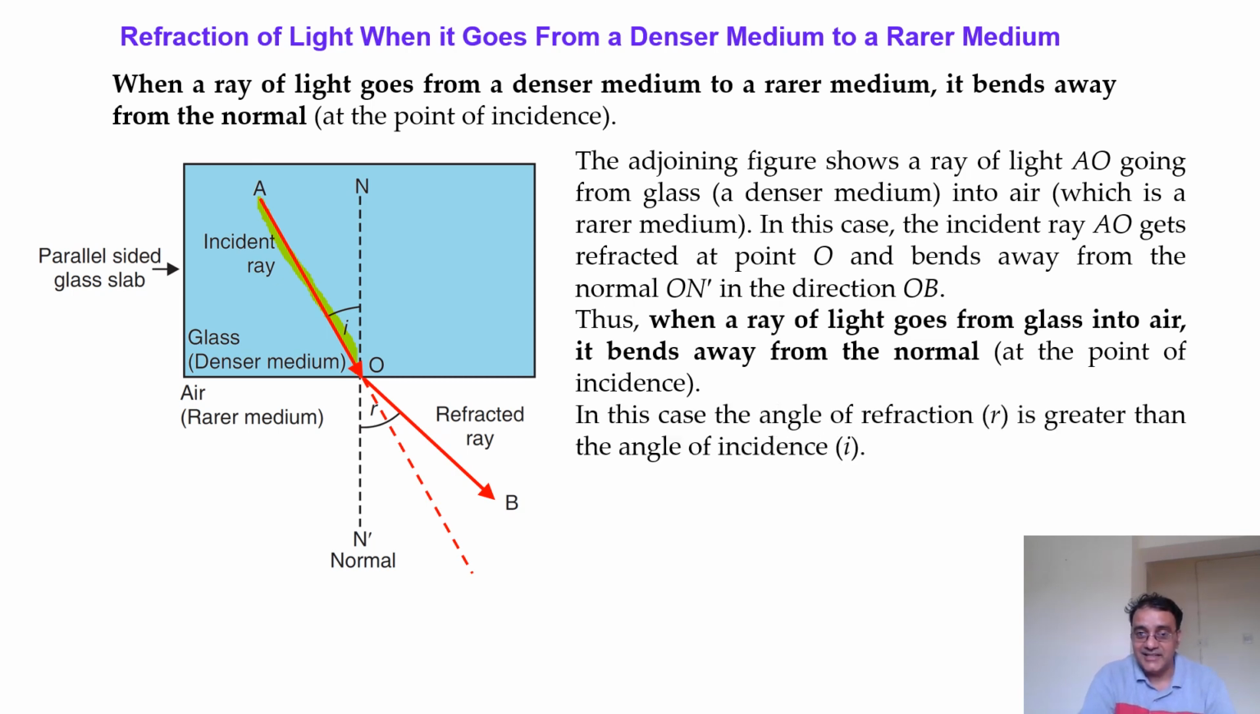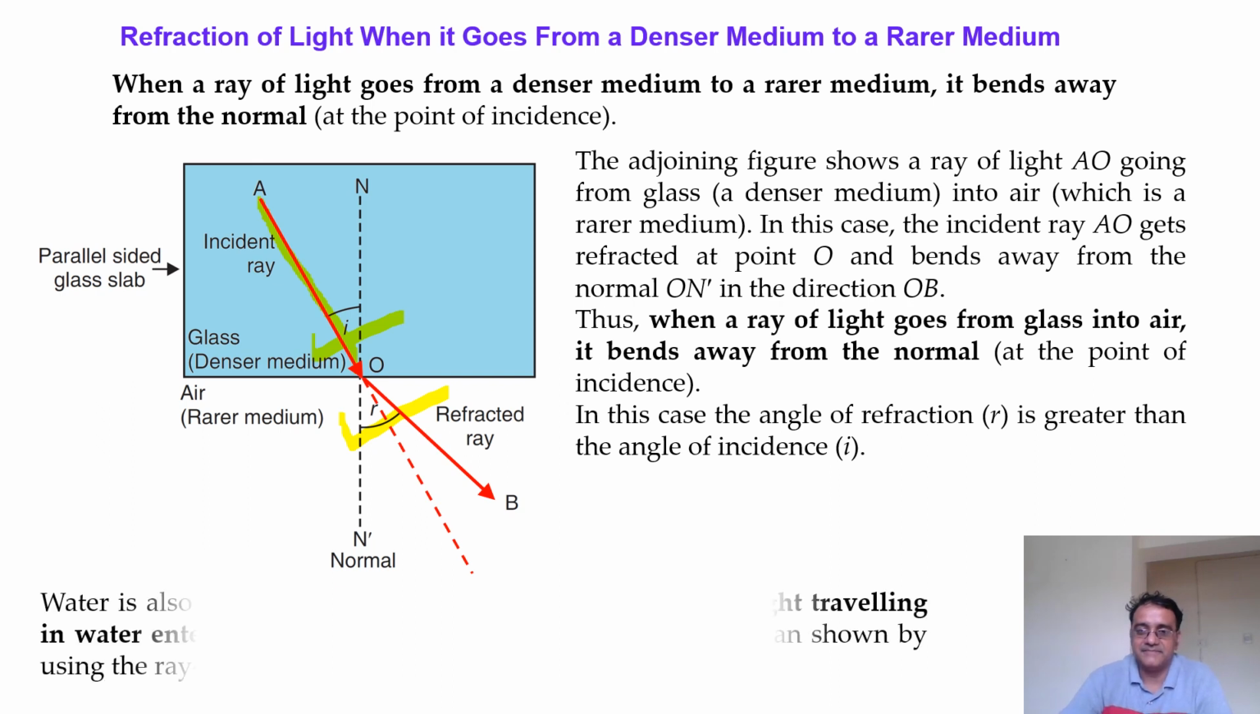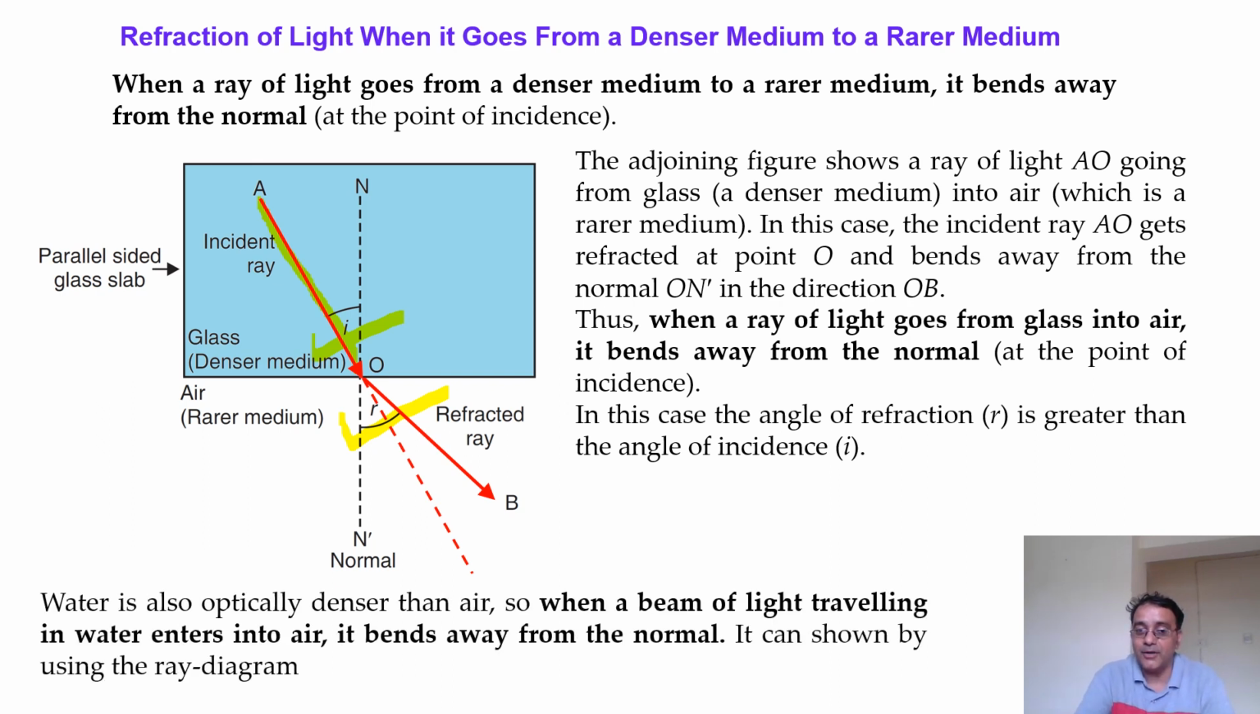Now in this case, r जो है वो i से बड़ा है, right? The angle of refraction is greater than angle of incidence. And water is optically denser than air. So when a beam of light traveling in water enters into air, it bends away from the normal. So same होगा, same ray diagram से हम लोग show कर सकते हैं when it travels from water to air. Okay, so ये तो था refraction of light when it goes from a denser medium to rarer medium.